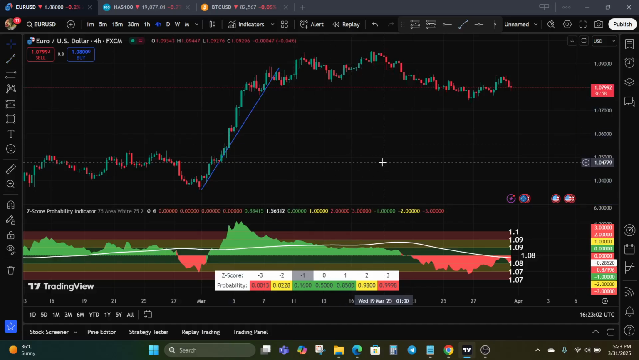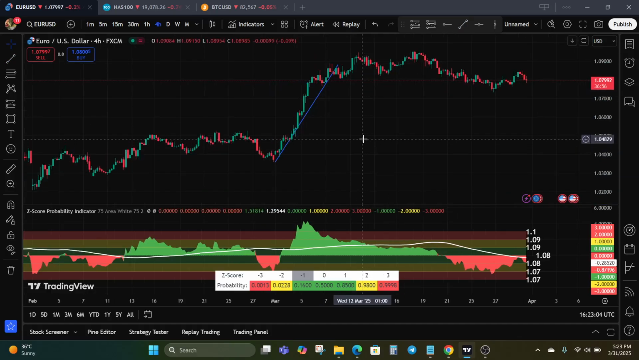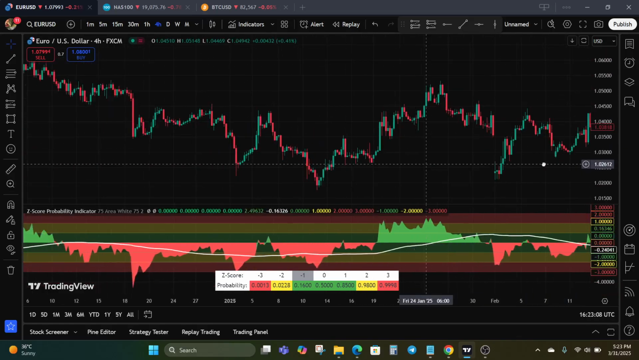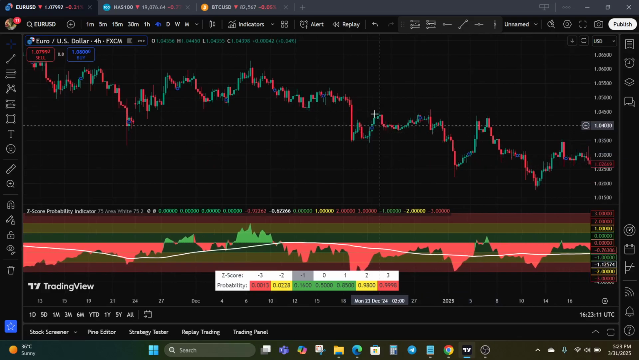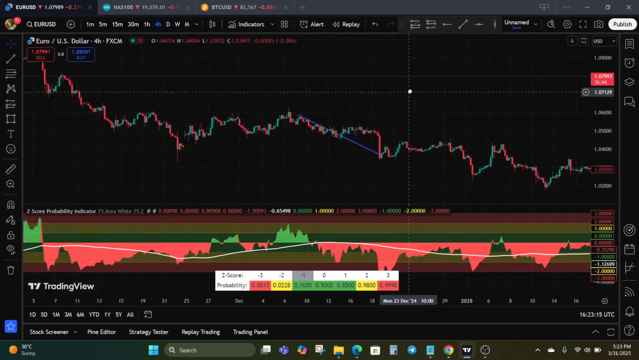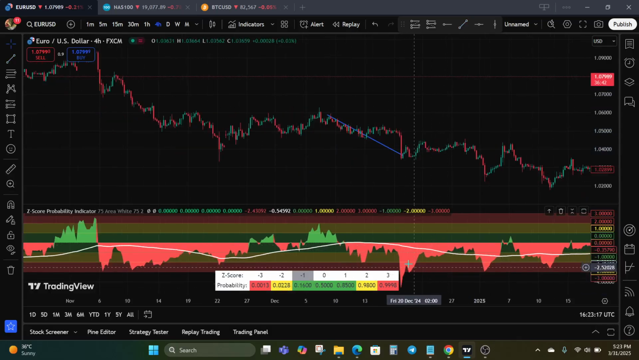Whereas a low negative Z score shows that the price is far below its mean, signaling a strong downtrend. You can see what happened around here, right? So in that case, it's a strong downtrend. Now, by understanding these values, we can make more informed trading decisions and avoid going against momentum.